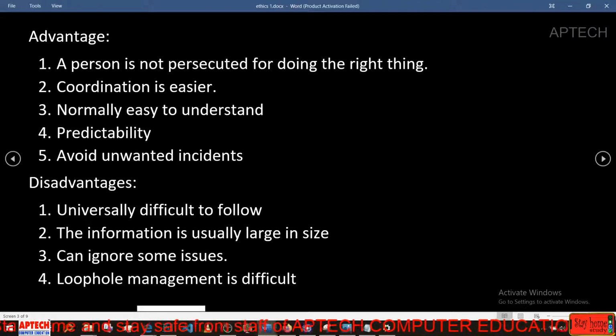Advantages. A person is not persecuted for doing the right thing. So here they don't persecute for doing the right thing for the right reasons. So coordination is easier. They can easily coordinate with you.